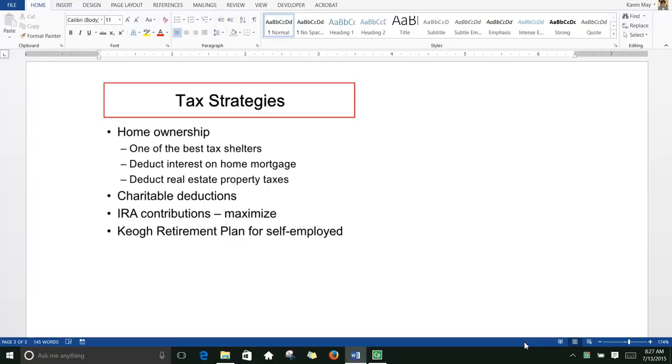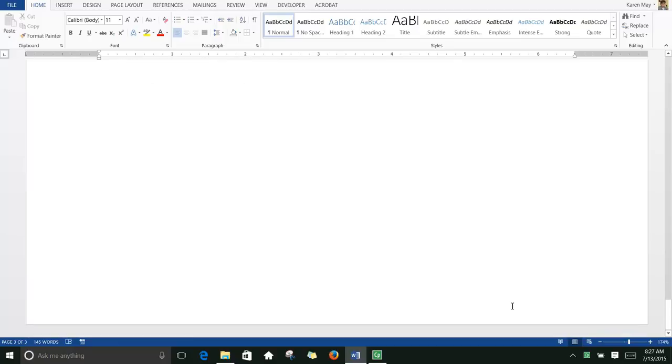So if you donate to Goodwill, you can ask them for a receipt so that you have that to deduct on your taxes. IRA contributions can also maximize, and a Keogh retirement plan for the self-employed can also maximize. You'll learn more about what you can do for tax strategies in the textbook, and more about getting practice for calculating adjusted gross income and taxable income, and finally the tax that you would have to pay. End of this video.